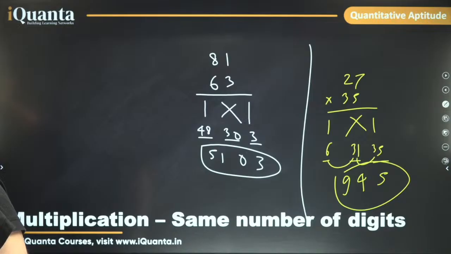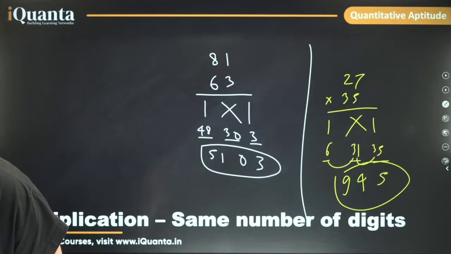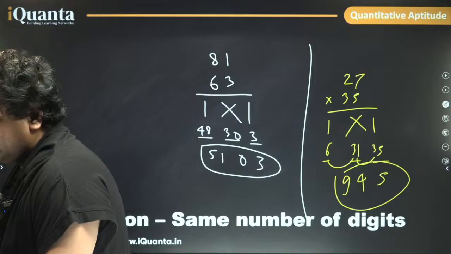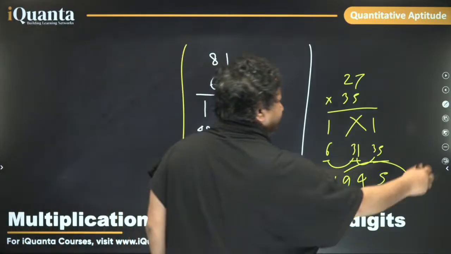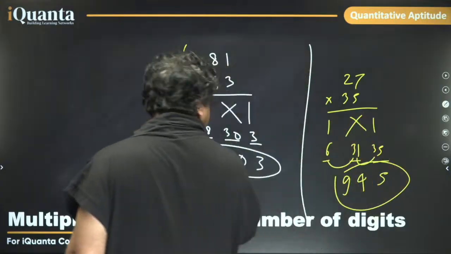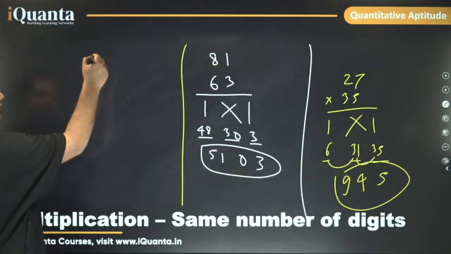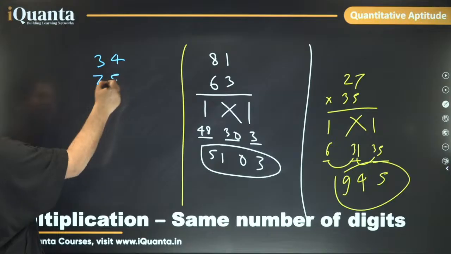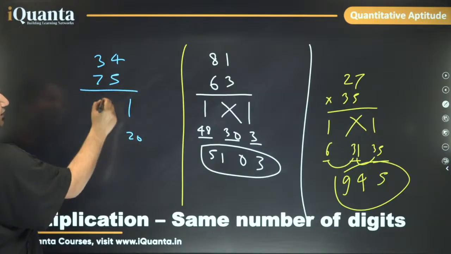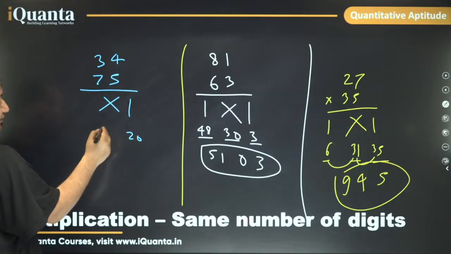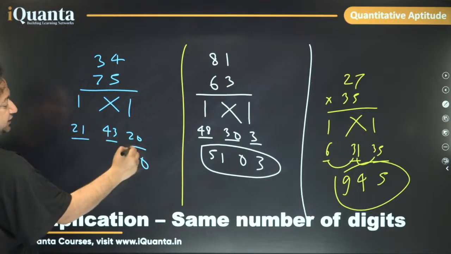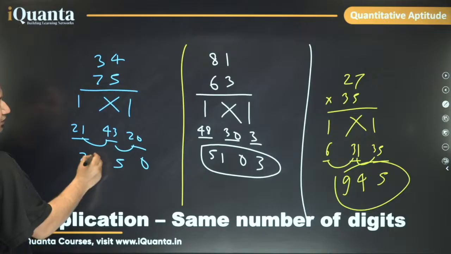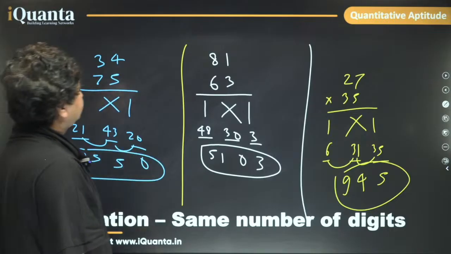Perfect. Interesting, isn't it? Let's do one more. 34 multiplied by 75. 4 5s are 20. 15 plus 28 is 43. 21. 0 stays, 2 goes. 5 stays, 4 goes. 2550 is the answer.